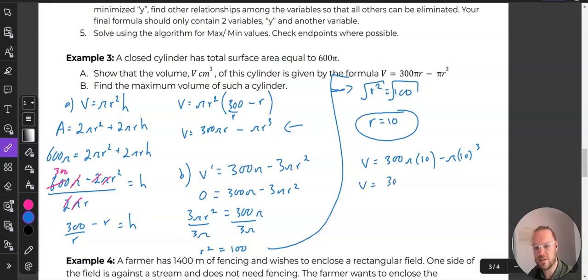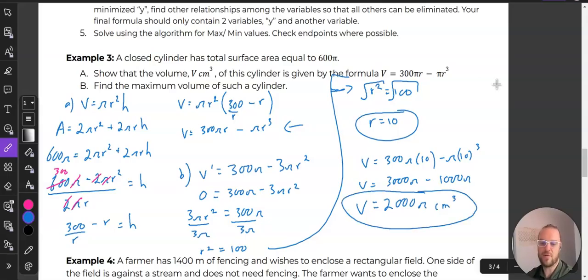which this here is going to give us 3,000 pi. 10 cubed is 1,000, so 1,000 pi. So our final answer will be 2,000 pi, and we don't have, oh, we do have a unit. There we go, centimeters. So centimeters cubed. And that would be our final or maximum volume that we could get. We cannot get one bigger.